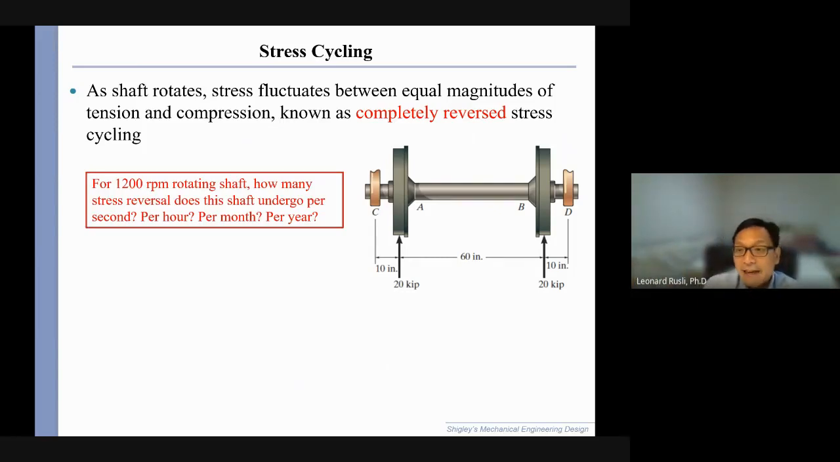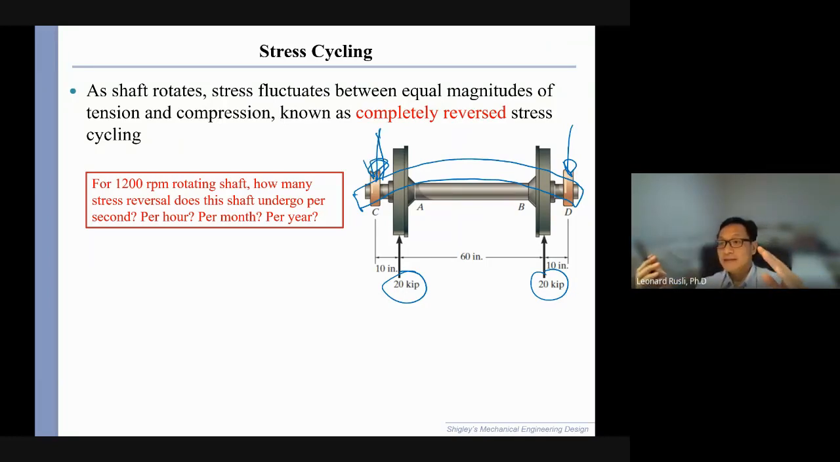Jadi bayangin ya, kalau misalnya saya ada kondisi shaft seperti ini, ada load 20. Jadi kan bendingnya kayak gini kan. Nah, saya perbesar tentu saja ya. Jadi karena ada reaction dari bearing di C sama D, kena load seperti ini kan jadi bendingnya begitu ya.